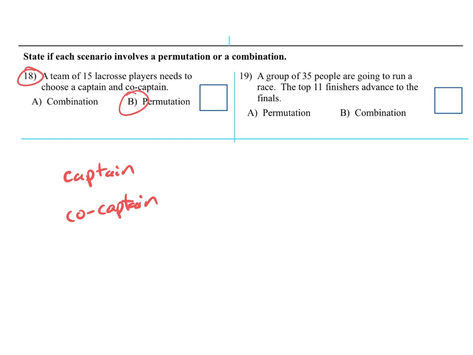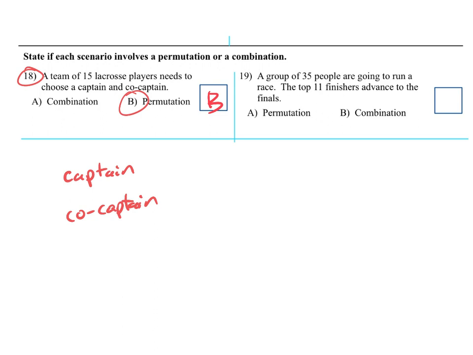If I selected Savannah as captain and Josiah as co-captain, that's different than Josiah being captain and Savannah being co-captain. So because that order that we select them matters, because these choices have different roles, that's called a permutation. So that's a B.